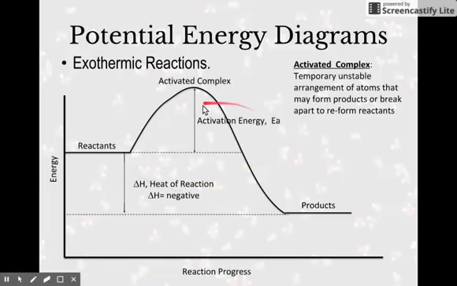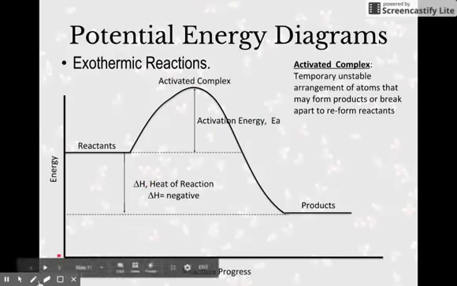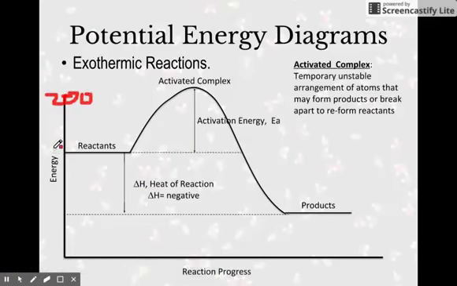Now our activation energy, we talked about last time, was the energy required to get a reaction to work. We can measure that value if we find the difference between our activated complex and our reactants. So let's say we have a scale on here. Let's say this is at maybe 200. Our reactants are at 150.